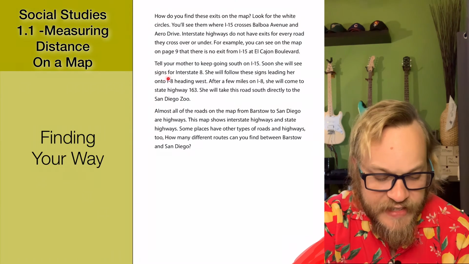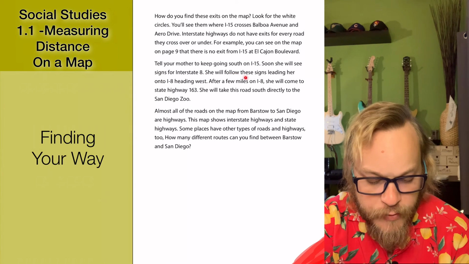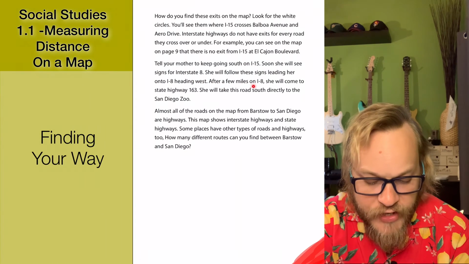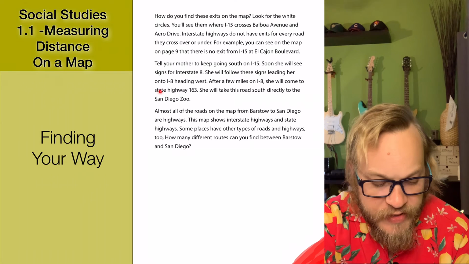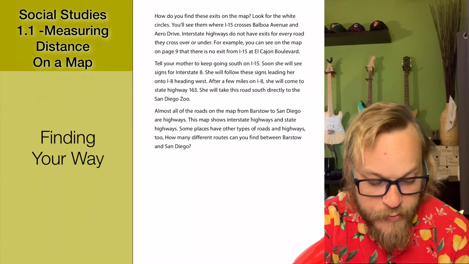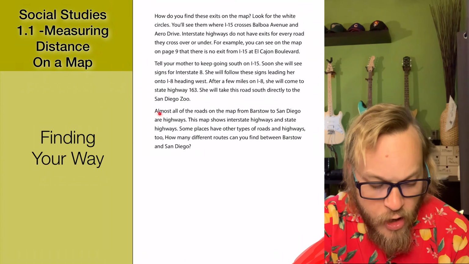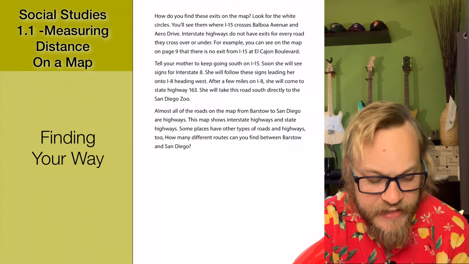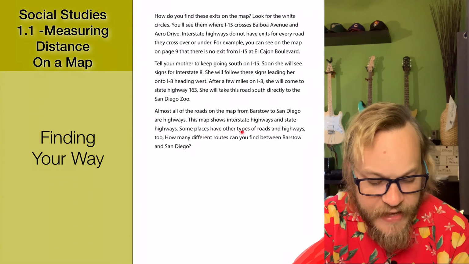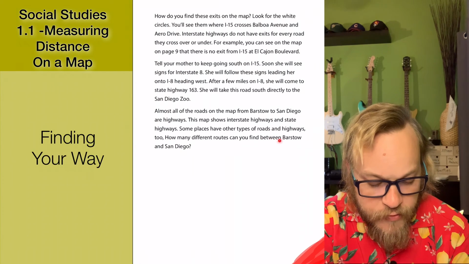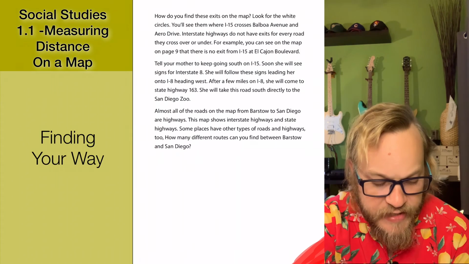Soon she will see signs for Interstate 8. She will follow these signs, leading her on to I-8 heading west. After a few miles on I-8, she will come to the State Highway 163, and she will take this road south directly to San Diego Zoo. Almost all of the roads on the map from Barstow to San Diego are highways. This map shows interstate highways and state highways. Some places have other types of roads and highways too. How many different routes can you find between Barstow and San Diego?